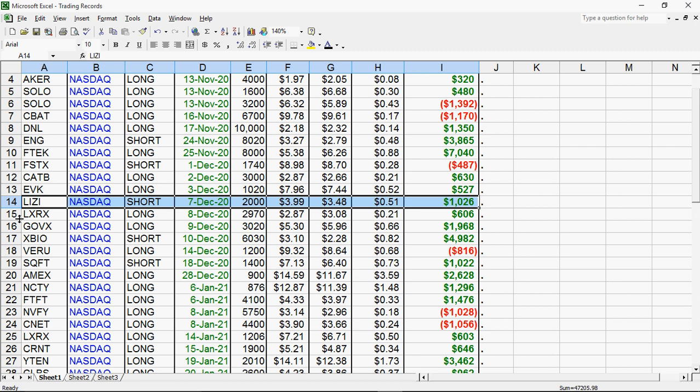Let's look at ticker LIZI. I was trading this on the NASDAQ. I shorted on this. No, I don't want to use that. Yeah, I can still use that, but I don't like shorting. As you see, I like going long. Let me use it going long.